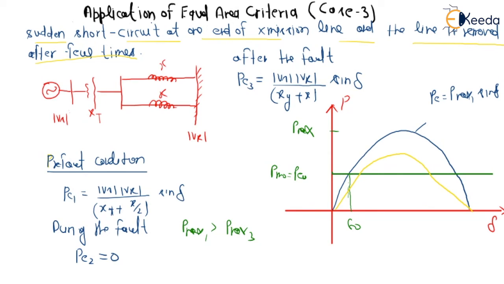Now what happened when the fault occurs? When the fault occurs, this PE value reduces to 0, and the delta value starts increasing, as I have discussed. At some point the line is removed. If it had been regained, this would come back on the blue line, meaning the original state, but the line is removed, so this will go to the yellow line, meaning the after-fault case.